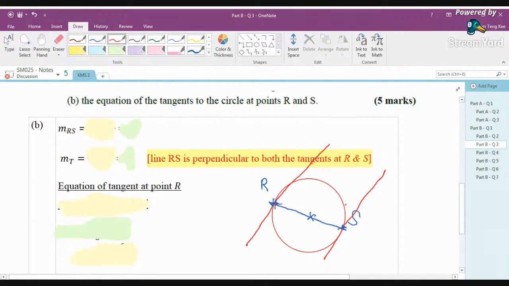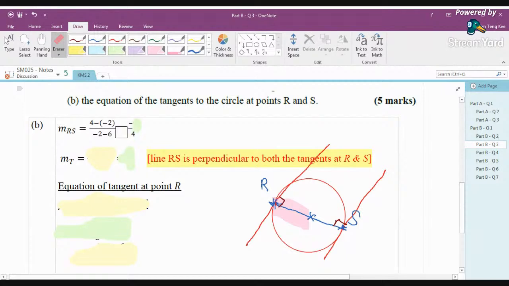The criterion we can make use of is that we notice this part of the radius is perpendicular to the tangent here. The next part is also perpendicular. And actually, the whole blue line here is a straight line, in other words the blue line is perpendicular to both of the tangents. Why do we emphasize this? So that I can make use of the gradient of the line RS to find the gradient of the tangent that I need later. So, continue.